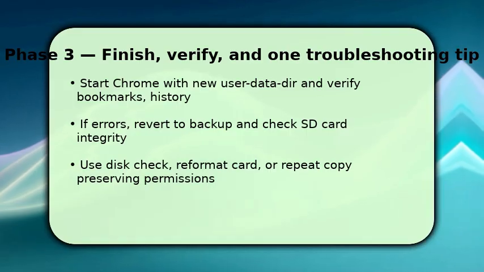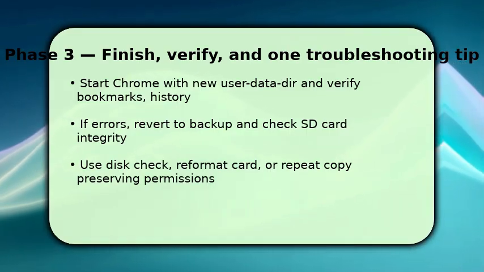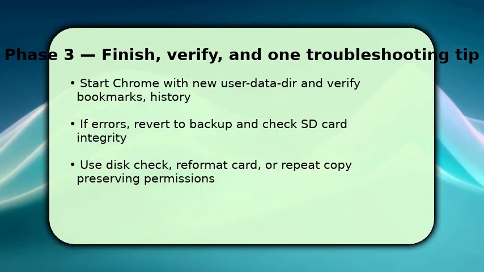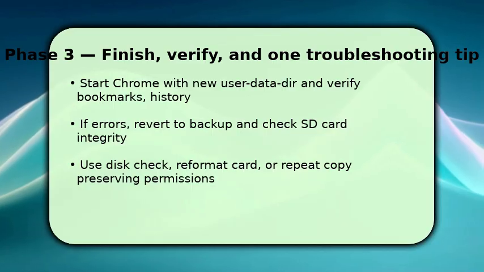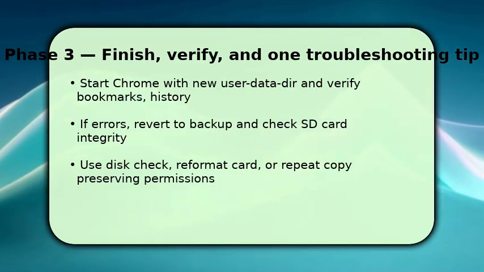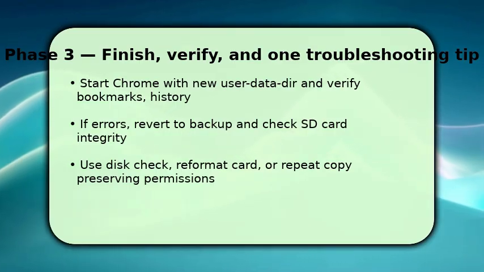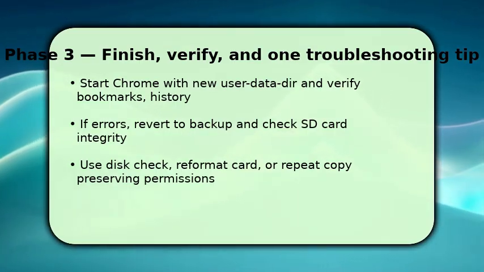If Chrome refuses to start or shows profile errors, stop immediately and revert to your backup. This protects your data. Then check the SD card for read/write errors with a disk utility, reformat to a compatible file system if necessary, and repeat the copy while preserving permissions.